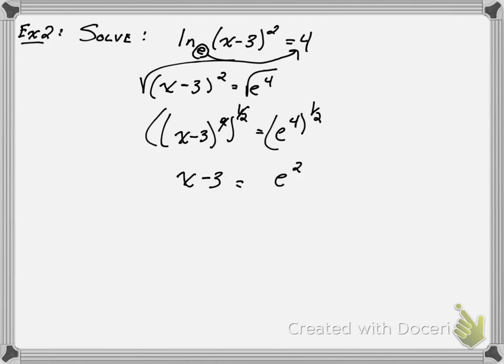But remember, you're taking the square root, so it's got to be plus or minus. There's 2 answers. So what do we do now? Well, we add 3, so x equals 3 plus or minus e squared. And this is a simple matter of just punching in your calculator. 3 plus e squared and then 3 minus e squared. If you did that, you'd get about 10.39. Or minus e squared gives you negative 4.39.